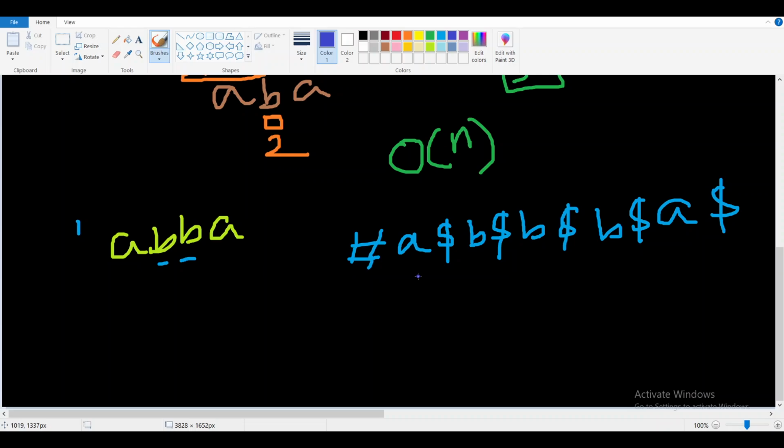So now, after that, we'll find the same man array for this. We'll find the same man array for this. So this will be 2, because we have something like a dollar.